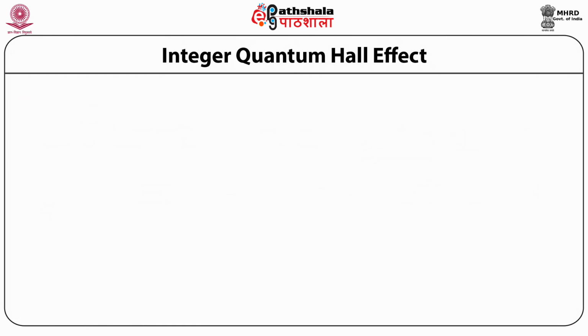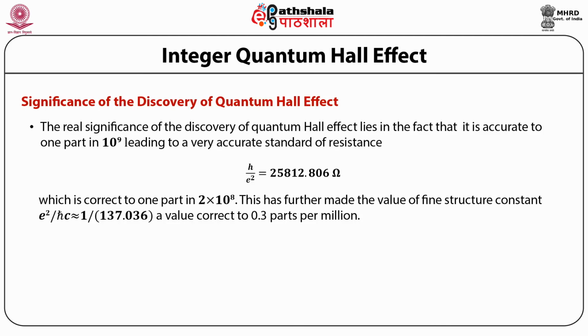It will be very interesting to appreciate the significance of the discovery of quantum Hall effect. The real significance of the discovery of quantum Hall effect lies in the fact that it is accurate to 1 part in 10 raised to power 9, leading to very accurate standard of resistance h upon e square, which is equal to 25,812.806 ohm, which is correct to 1 part in 2 into 10 raised to power 8.